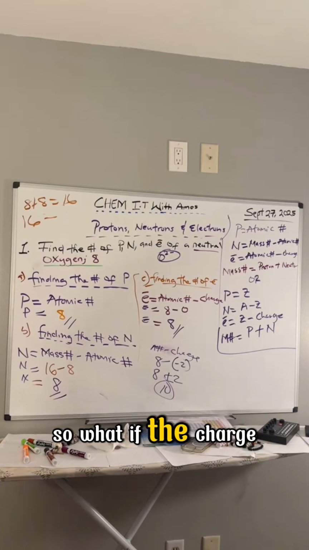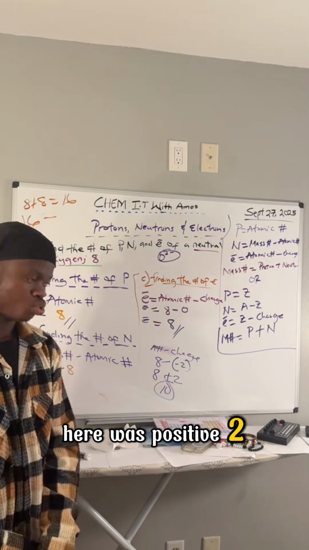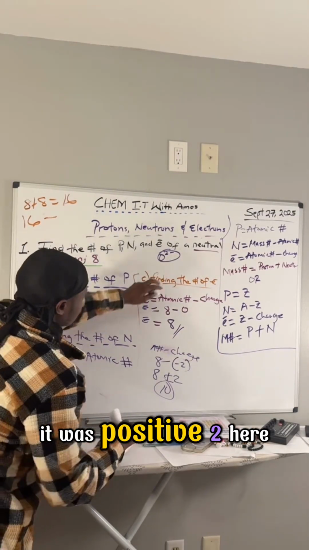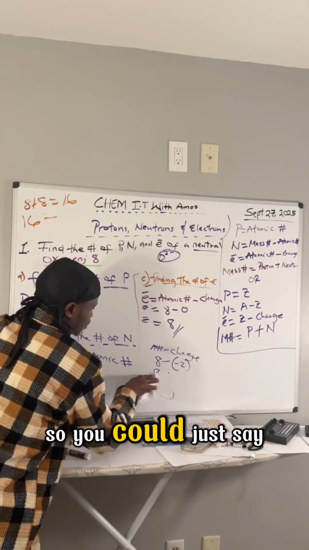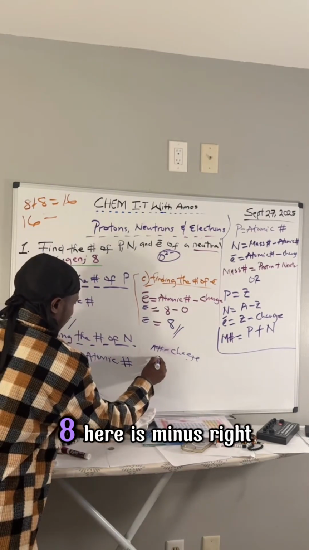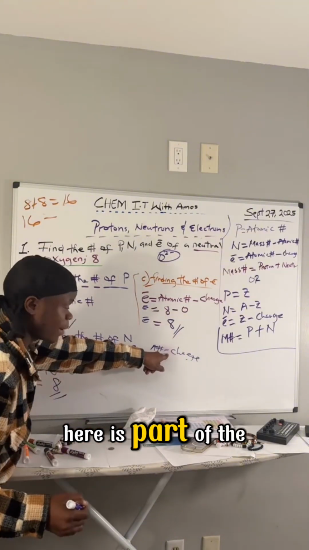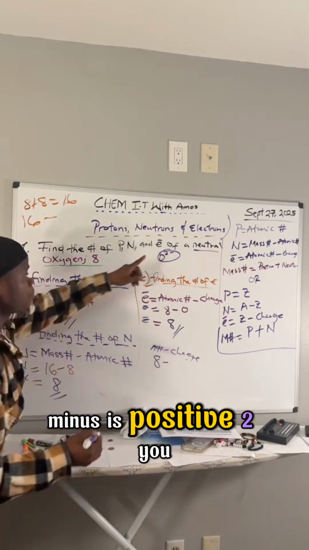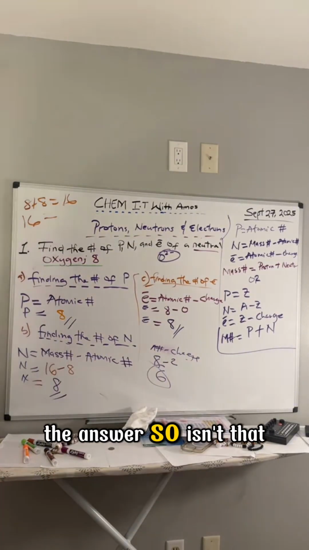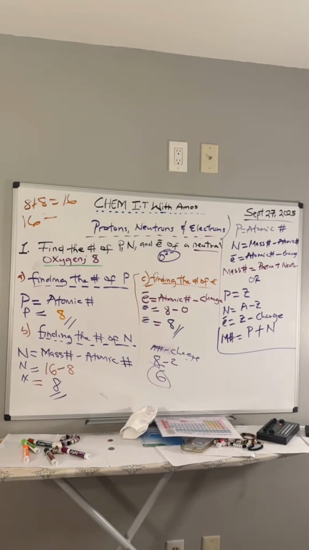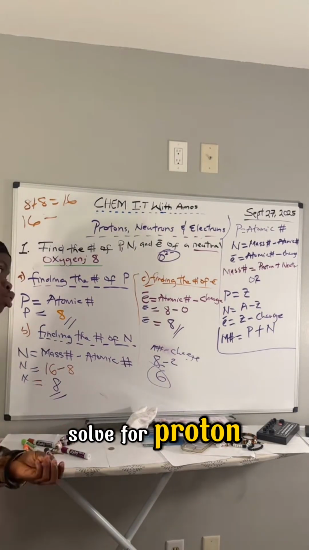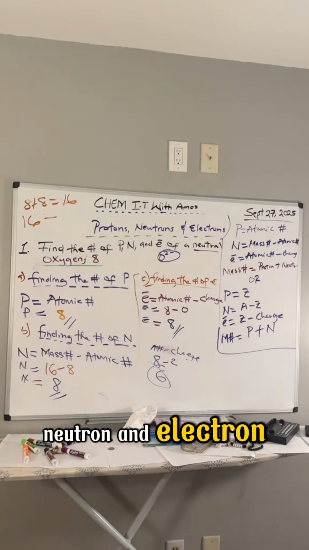So what if the charge here was positive 2? If it was positive 2 here on the charge, you could just say 8, here is minus right here, is part of the formula. Minus is positive 2. You just put 2 here, it would be 6 as the answer. So isn't that easy? It's very, very easy. So this is how we solve for proton, neutron, and electron.